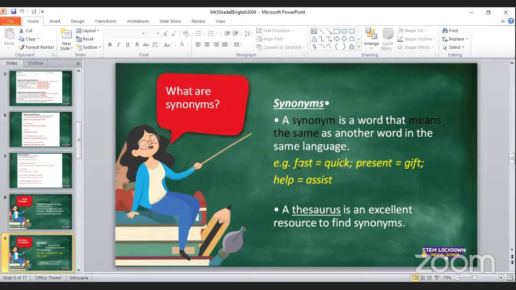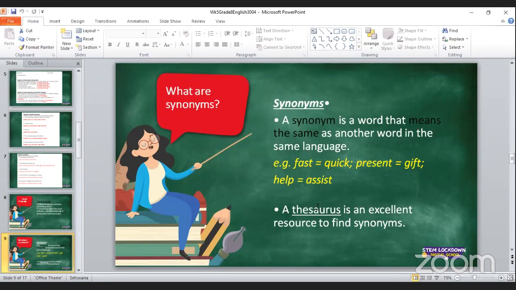For example, the synonym of fast is quick. The synonym of present is gift. The synonym of help is assist. You know, there are many synonyms. Almost every word has a synonym, right? So if you want to find synonyms, you can use a thesaurus.